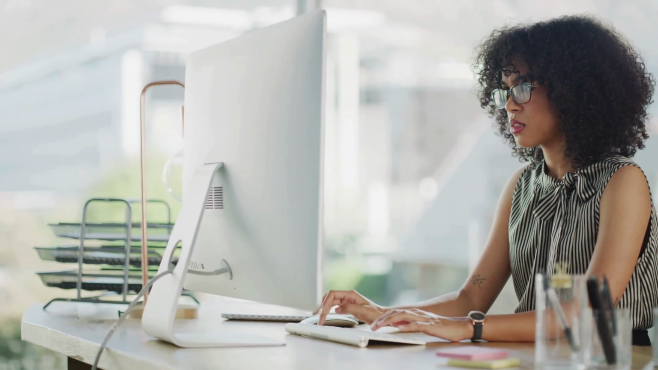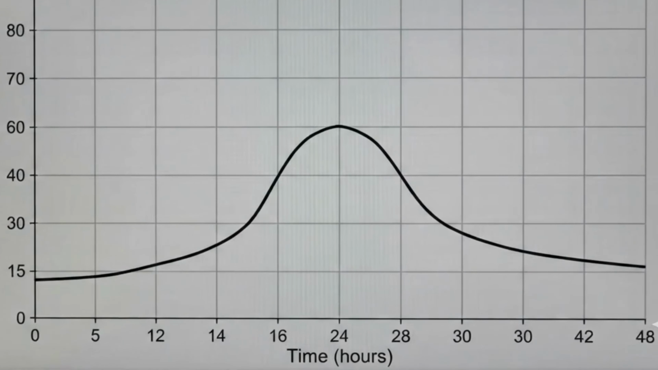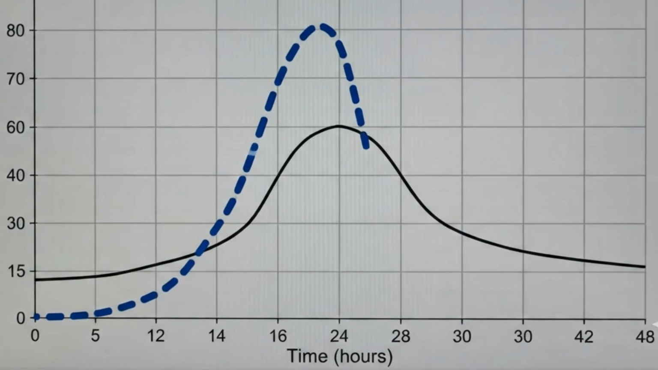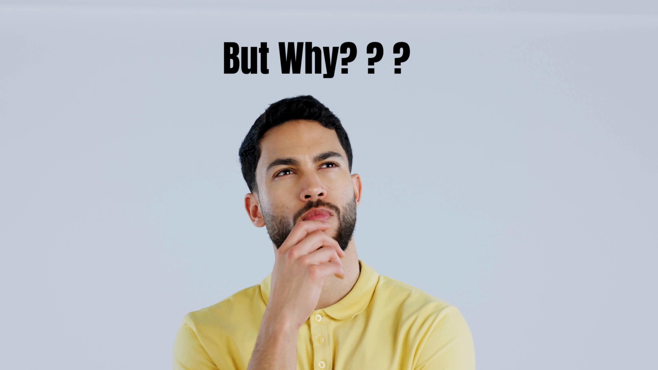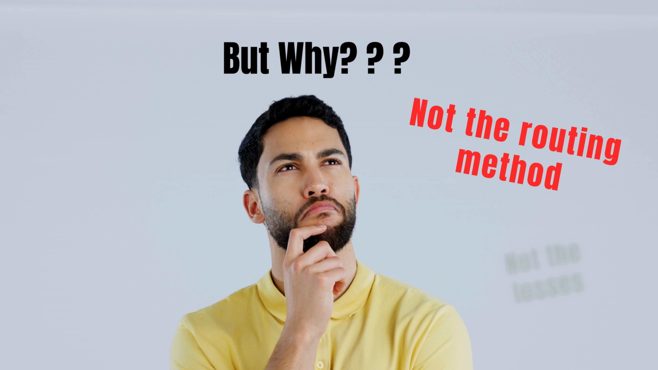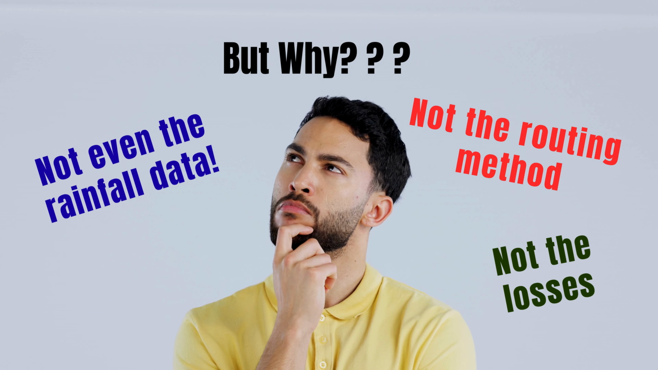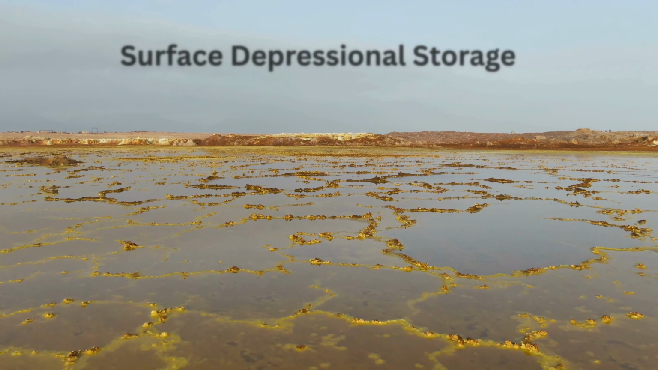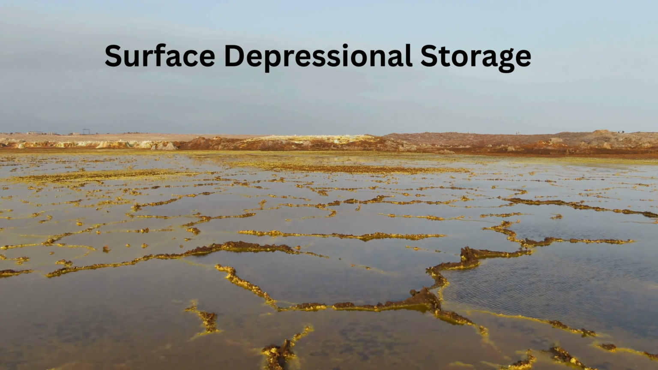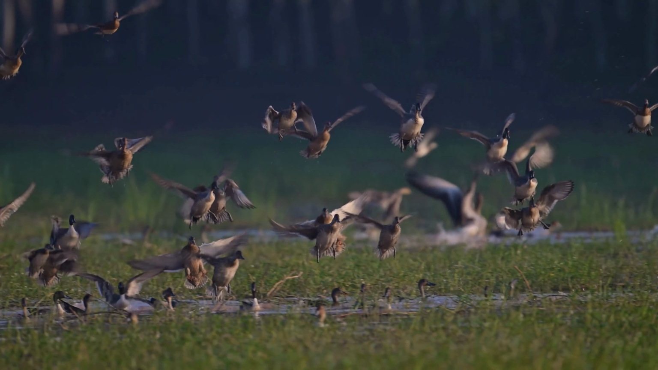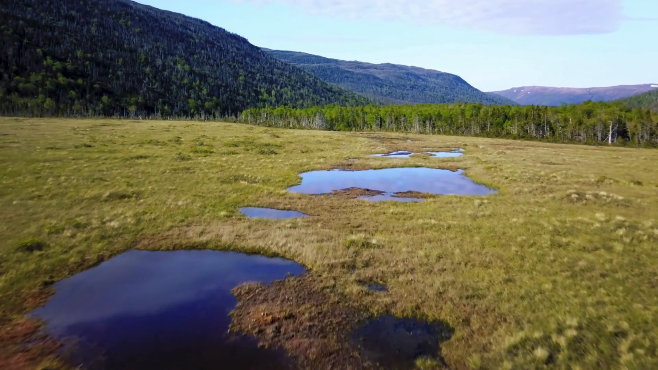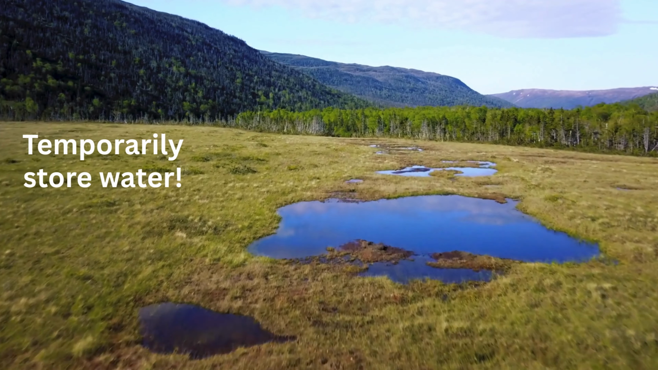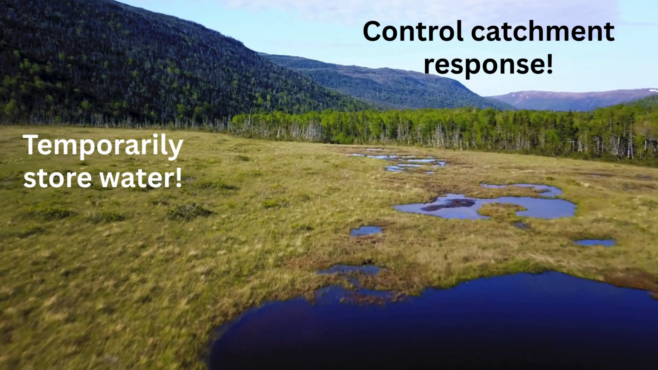Have you ever calibrated a rainfall runoff model that still produced hydrographs that were too flashy, peaks that arrived too early, or recession limbs that dropped too quickly? In many cases, the issue is not your routing method, your losses, or even your rainfall data. The missing process is surface depressional storage, the countless depressions, wetlands, ponds, and micro-topographic features that temporarily store water across the landscape and fundamentally control catchment response.